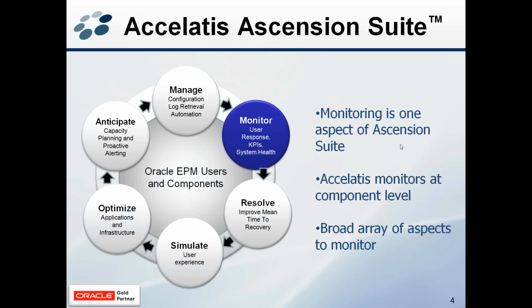Okay, so with that, let's take a step back and understand that alerting is part of the monitoring aspect of Accelatis. The Accelatis Ascension Suite is an application performance management system. Most people hear application performance management and immediately think of monitoring, and monitoring is a core part of it, but it's actually one part of what the Ascension Suite does. Within monitoring, what Accelatis does that's value add to Hyperion customers is that we monitor at the component level, and we also monitor a broad array of aspects, not just runtime performance counters, but also health checks at the component level. We monitor log files, data, and configuration, things that are very specific to a Hyperion environment, and those are the things that we'll cover today.